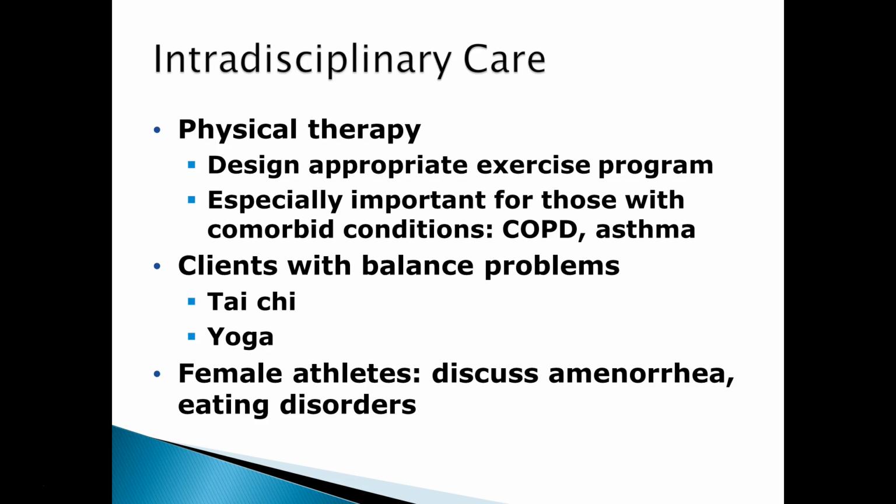Some of the other disciplines that may help a patient with osteoporosis is physical therapy, which is to design an appropriate exercise program, especially important for those with comorbidities such as COPD or asthma. Patients that have balance problems, it's recommended maybe some Tai Chi or yoga. And for female athletes, discuss amenorrhea and eating disorders. And why we say female athletes is because a lot of them, especially runners, lose all their muscle mass, and many times these female athletes stop having menstruation occurring, and many of them could be related to not only the excessive exercise, but maybe that they've developed some eating disorders.